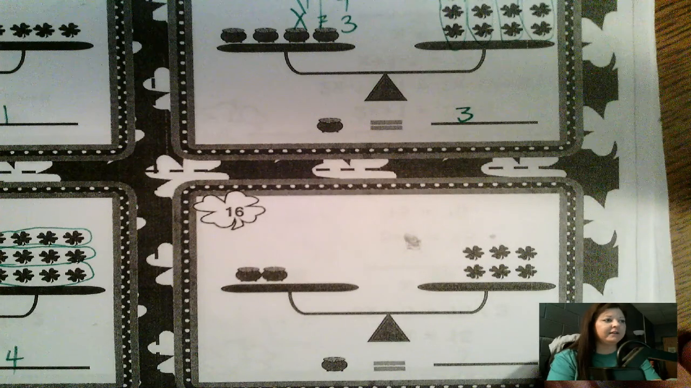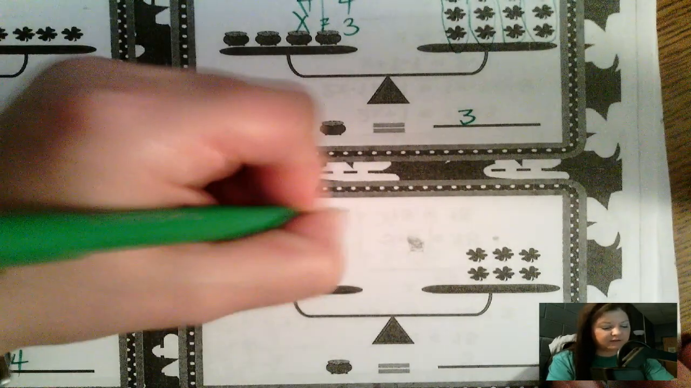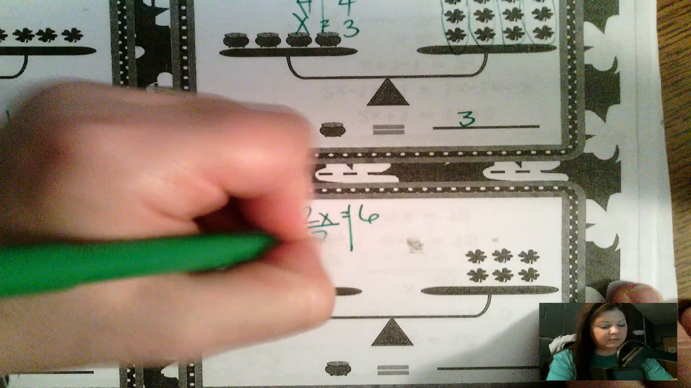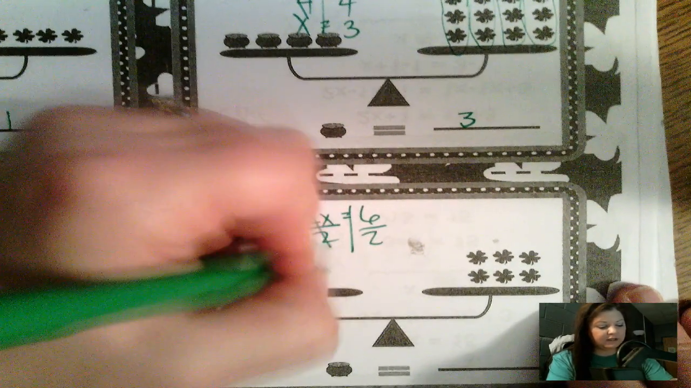Okay. Number 16, we have 2 pots of gold and 6 clovers, so 2x is equal to 6 clovers. So divide that by 2 pots of gold and you get x is equal to 3.